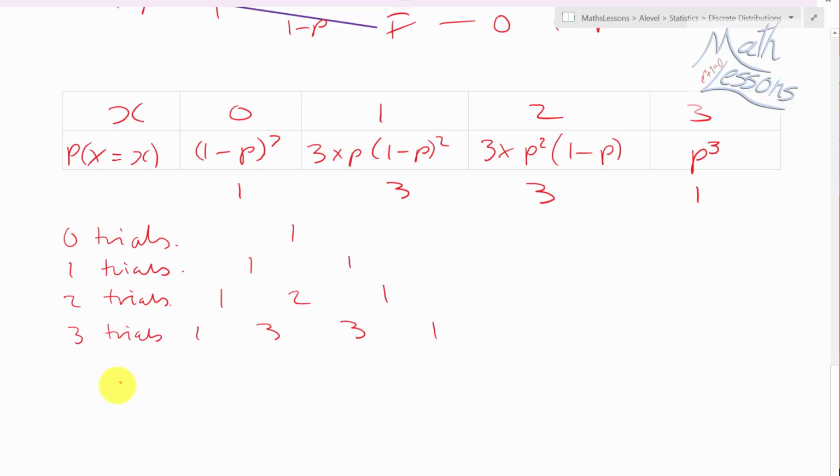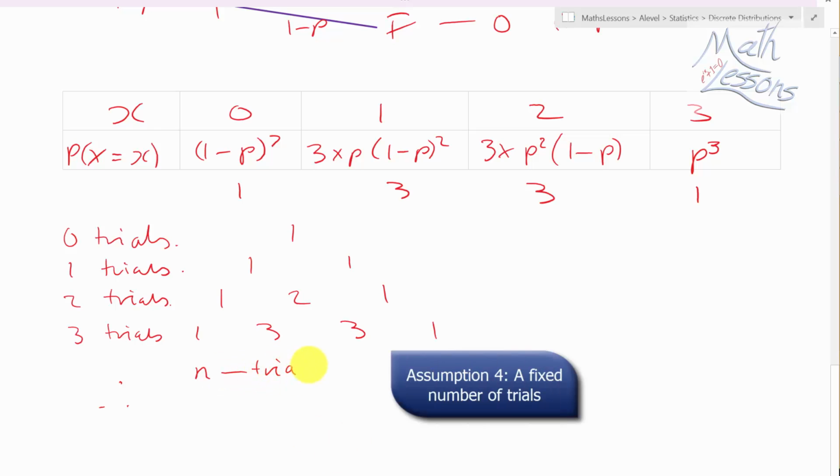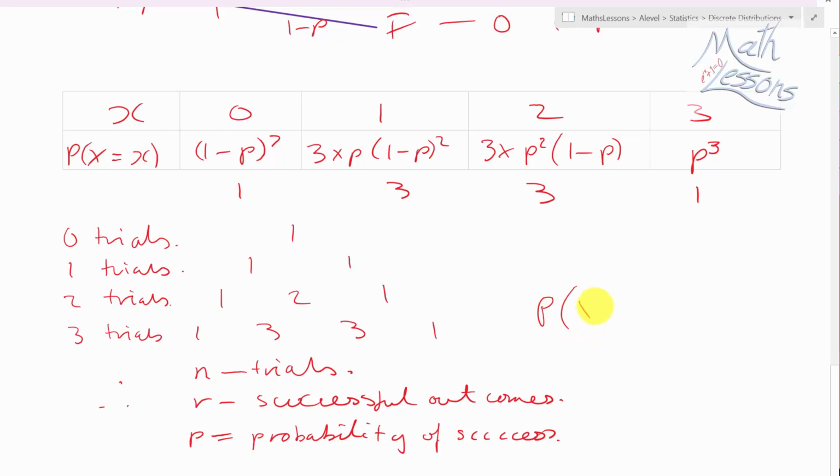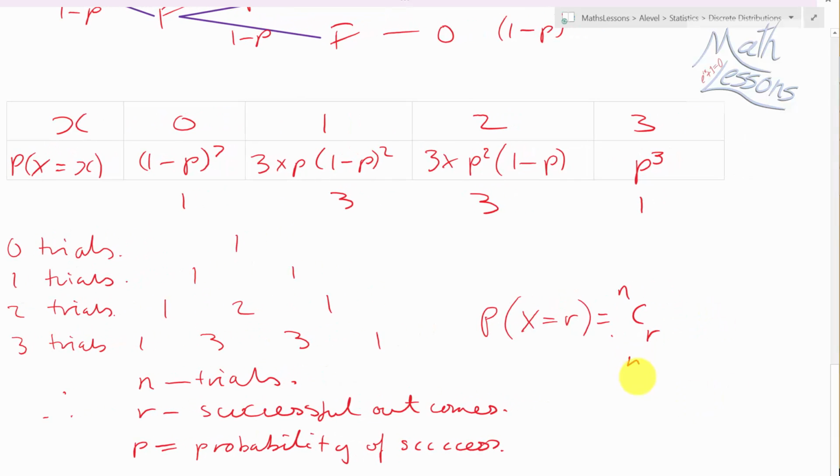So therefore, if we have n trials, and our successful outcomes, p is equal to the probability of success. Therefore, the probability that x is equal to r number of successes is going to be equal to the coefficient, which is given by the binomial theorem, nCr. Some of you may have seen this written as n over r like this. Doesn't matter which way you write it.